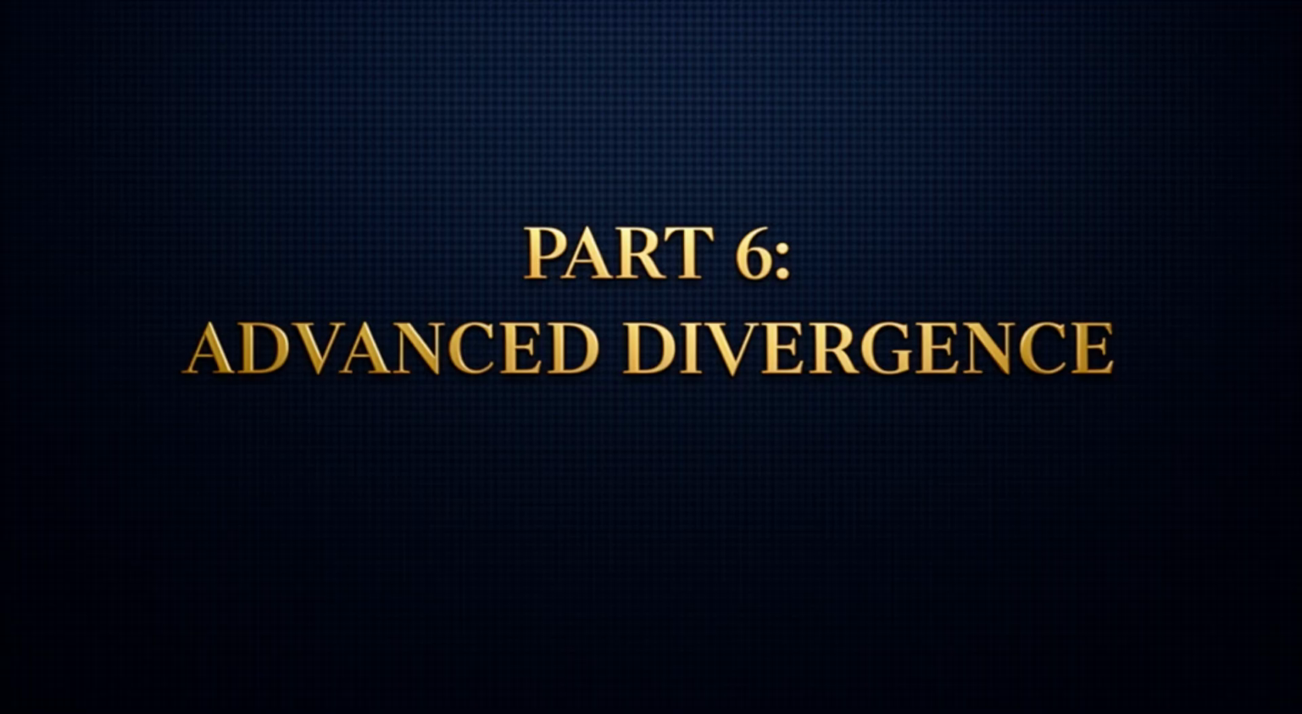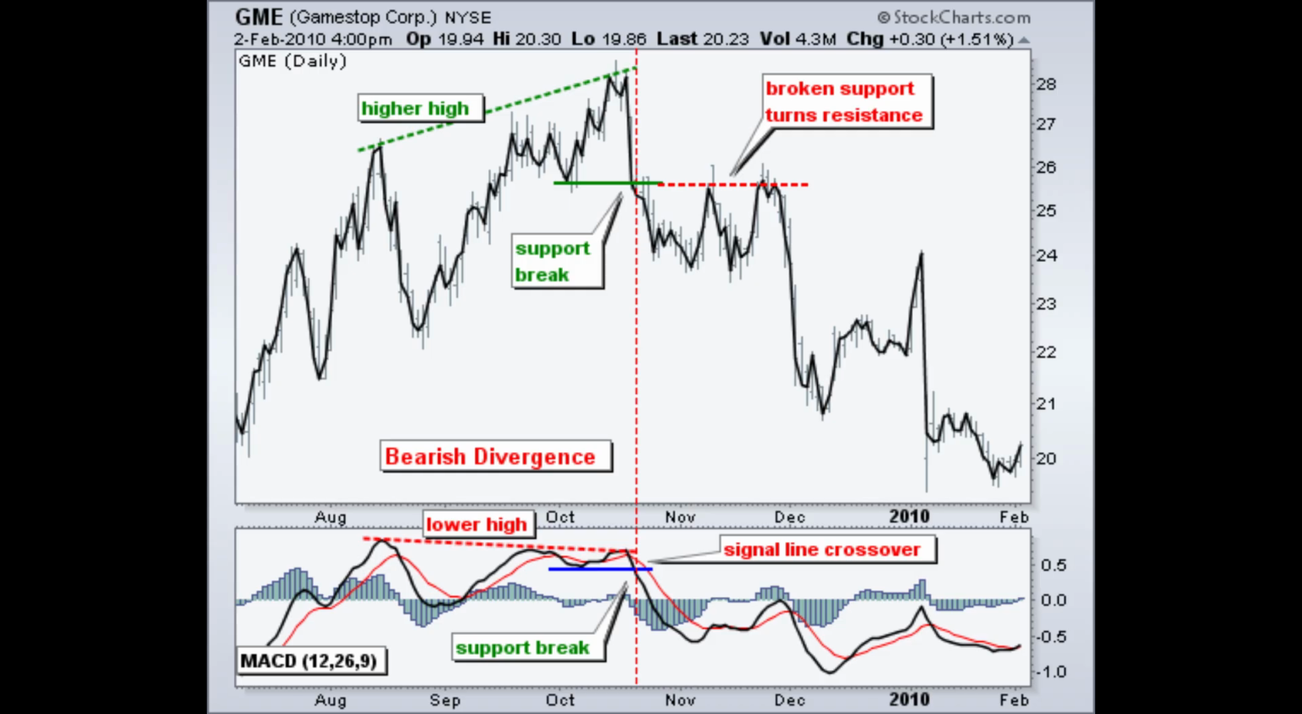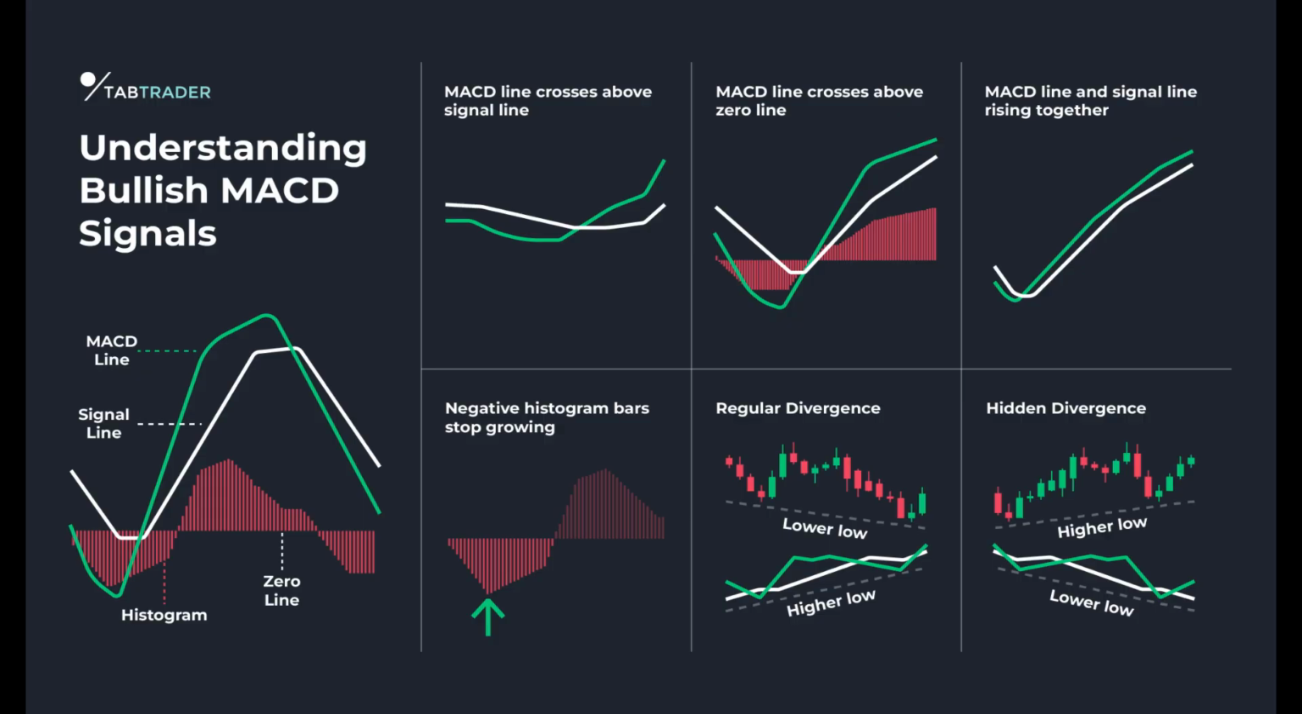Part 6. MACD Divergence. Now we arrive at one of the most powerful and advanced concepts in all of trading: divergence. This is where the real professional edge is found. This separates the masters from the amateurs. Imagine a stock price climbs to a brand new high and then makes an even higher peak. To most, price looks incredibly strong, but when you look at the MACD, it fails to make a new high. Something is wrong. This is bearish divergence.